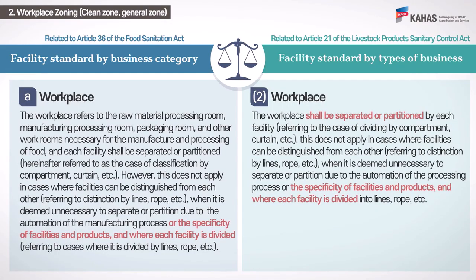According to the Food Sanitation Act, the workplace refers to the raw material processing room, manufacturing processing room, packaging room, and other workplaces necessary for the manufacturing and processing of food. The workplace should be separated or partitioned. However, if it is deemed unnecessary to separate or partition due to the automation of the manufacturing process or the specificity of facilities and products, it is not necessary to separate or partition facilities on the premise that they can be distinguished from each other.